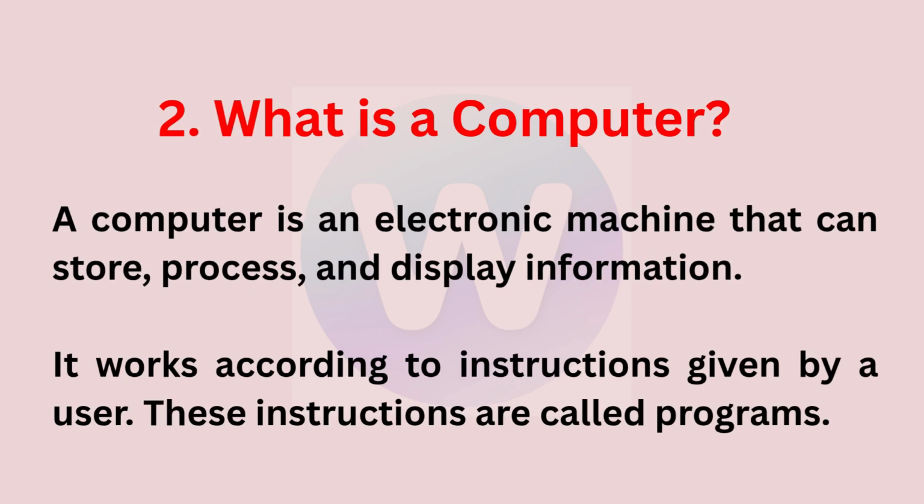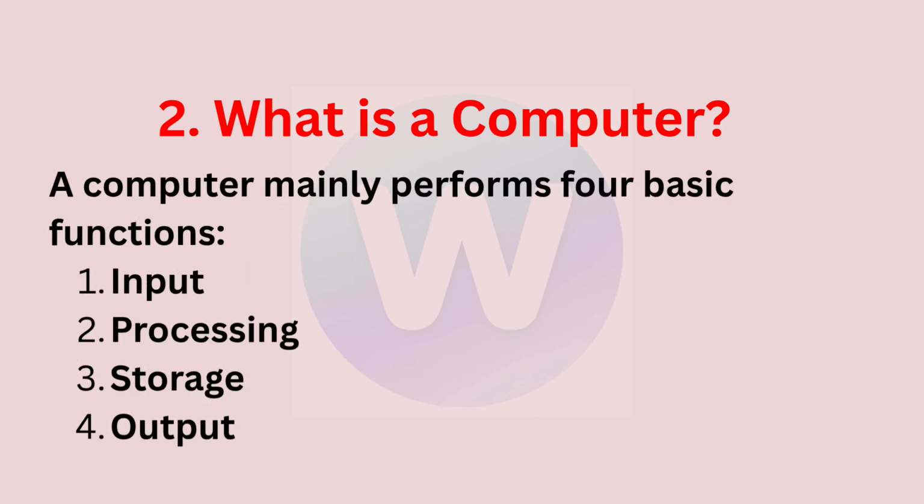2. What is a computer? A computer is an electronic machine that can store, process, and display information. It works according to instructions given by a user. These instructions are called programs. A computer mainly performs 4 basic functions: 1. Input, 2. Processing, 3. Storage, 4. Output.